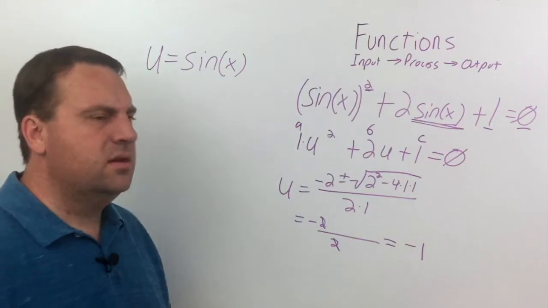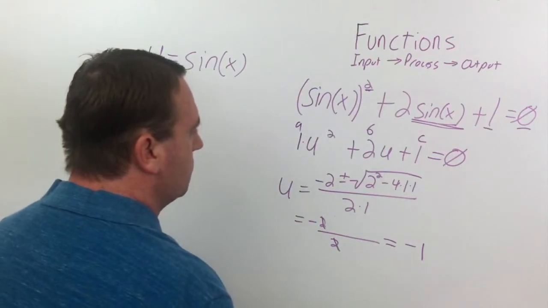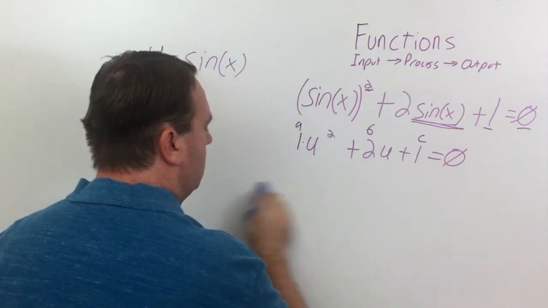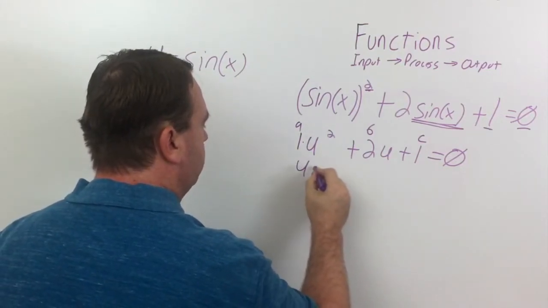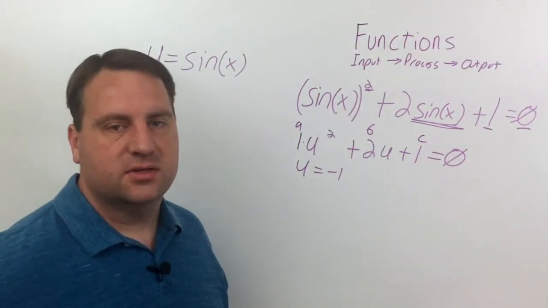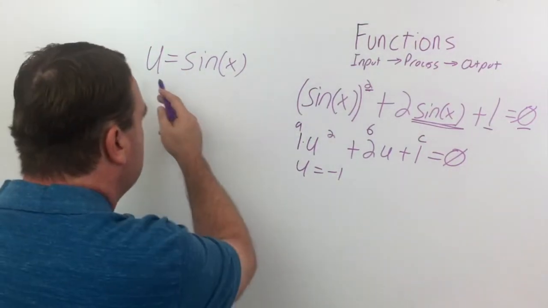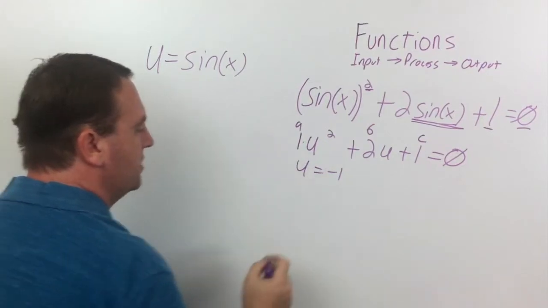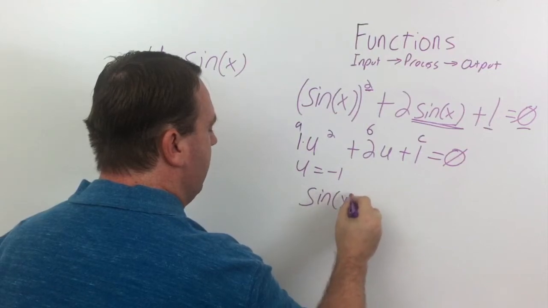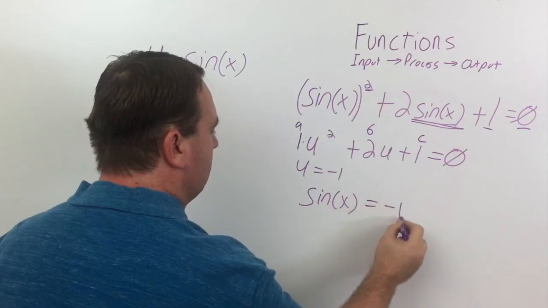Are we done yet? No, because we're originally trying to find x, but what we actually found was u. So we found out that u equals negative 1. Okay? And it's always tempting for people to stop when they have an answer, but in this case, it's not the final answer because we're looking for x. But since u equals sine x, we can replace u in this with sine x. Okay, so sine x equals negative 1.